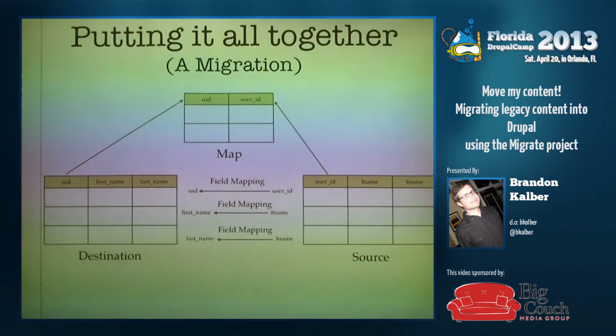So if you put all these four things together, this makes up a basic migration. It's a pretty dumb table, but pretty self-explanatory. You have your source data and your destination data. That's whatever legacy database you have, and your Drupal object. Your field mappings are what links those two together. And again, your map is off to the side. That's a separate table that Migrate is going to create for you. Essentially, it's keeping track of your source ID and the new Drupal ID. And the next slide is where that really comes in handy.